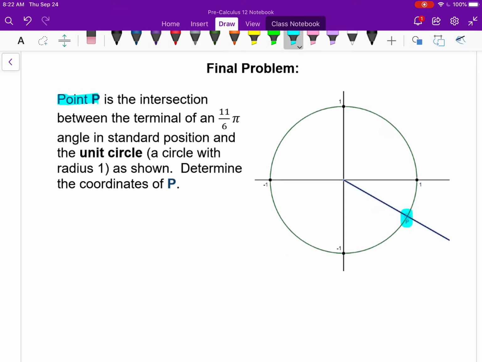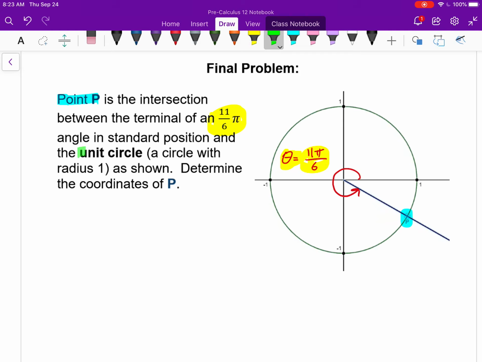So that's that point right there. It's the intersection. It's where two things cross. Between the terminal arm, I should say, of an angle of 11 pi over 6. And so 11 pi over 6 is this angle from here to here. I know it's going that way because it's a positive angle. I know it's not going backwards because otherwise it would be negative. So that there is 11 pi over 6 radians. I'll put theta. And it's where it crosses the unit circle.